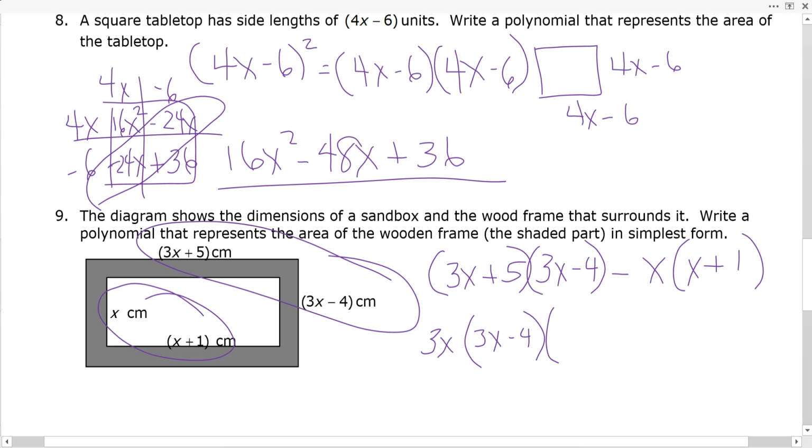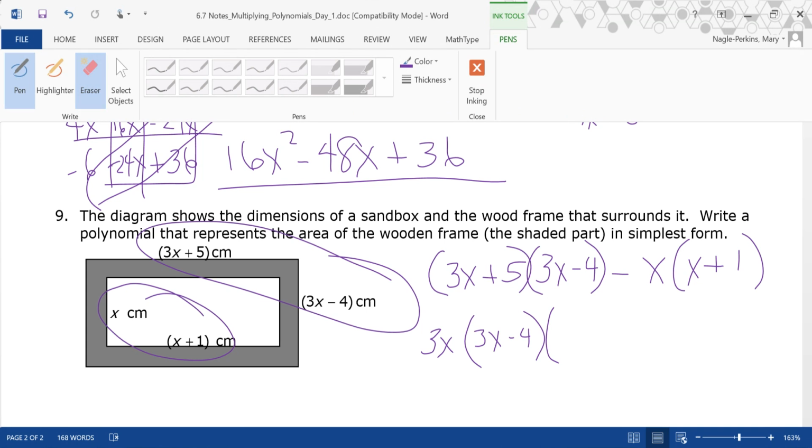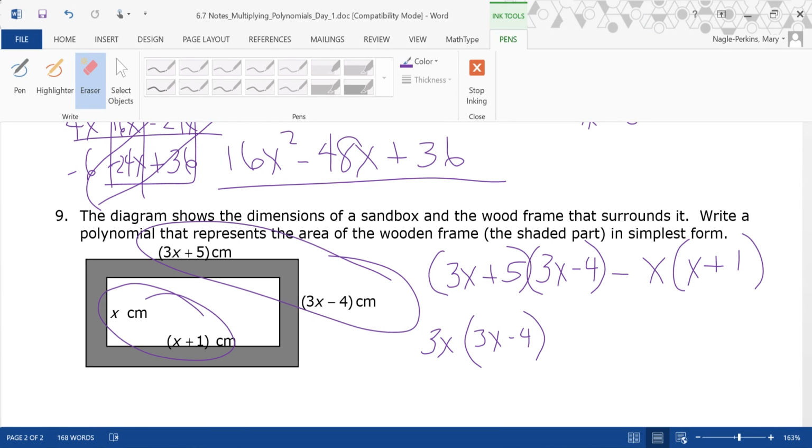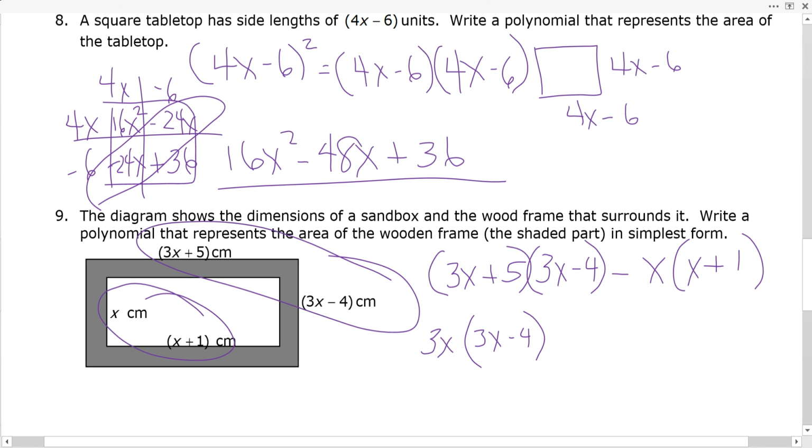Oops. If I can find my eraser really quickly. Alrighty. Let's go back to my pen. Plus 5 times 3x minus 4 minus x times x plus 1.